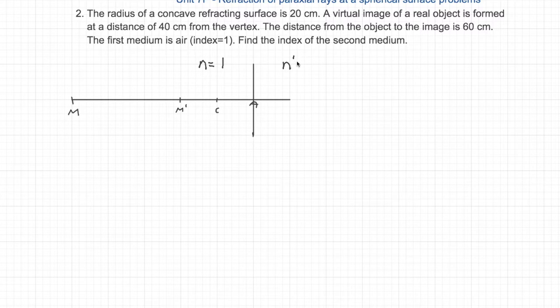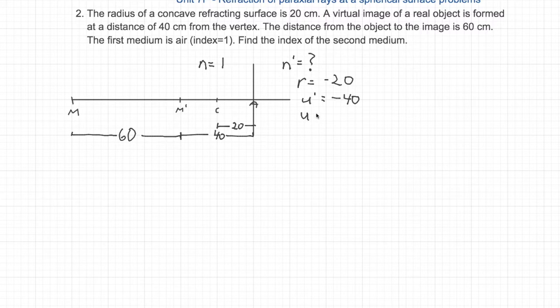So if you recall from Unit 7, a real object in front of a concave refracting surface forms a virtual image, assuming that the index on the left is less than the index on the right. So the radius is negative 20, A to C right to left. The image distance U prime is negative 40, AM prime right to left. And since the object is 60 centimeters from the image, the object distance is negative 100, AM right to left. So we'll plug into our formula what we know.